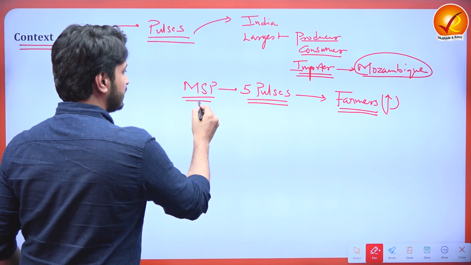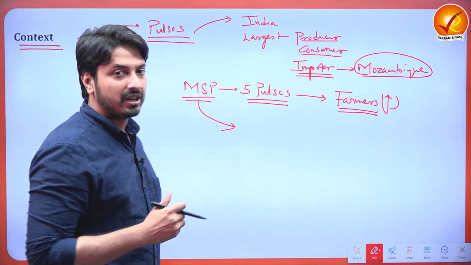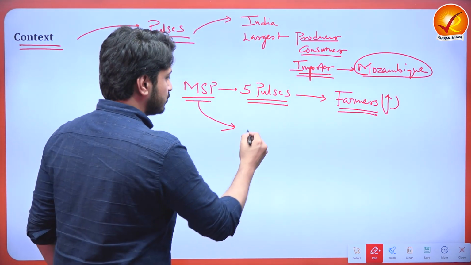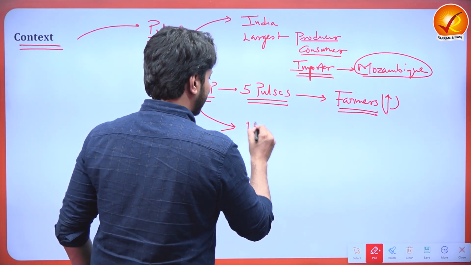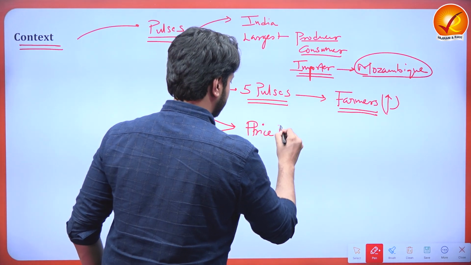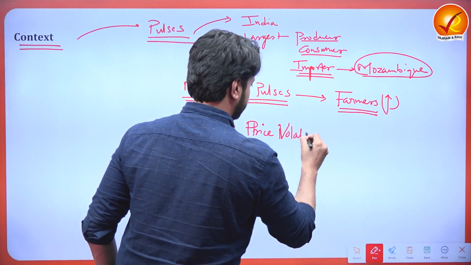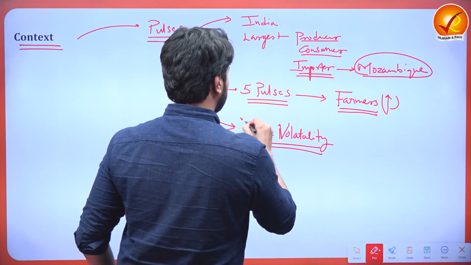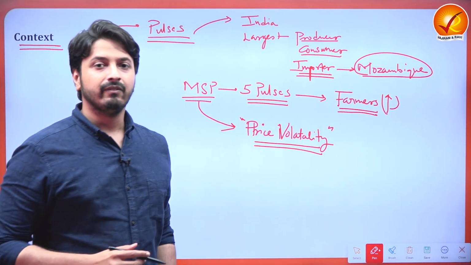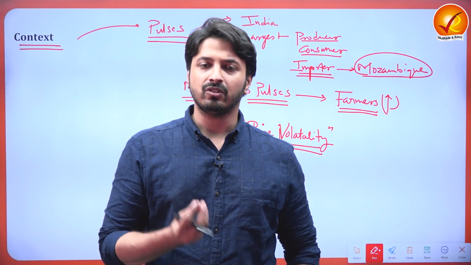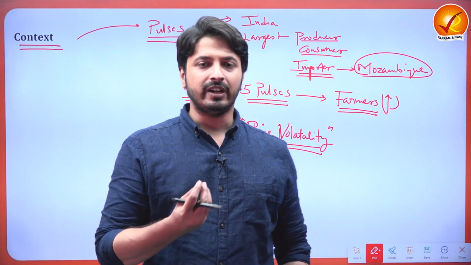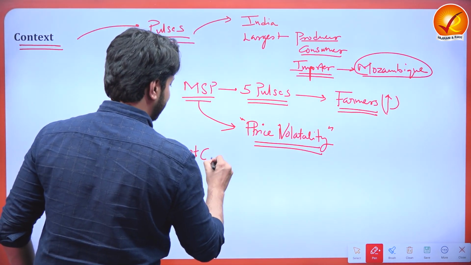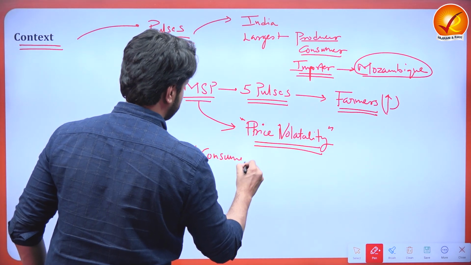And apart from this, since India is not self-sufficient with respect to the production of pulses, it leads to a greater degree of price volatility. And to reduce this price volatility, which impacts the urban consumers or the rural consumers, the Government of India, through the Department of Consumer Affairs, started the Price Stabilization Fund.